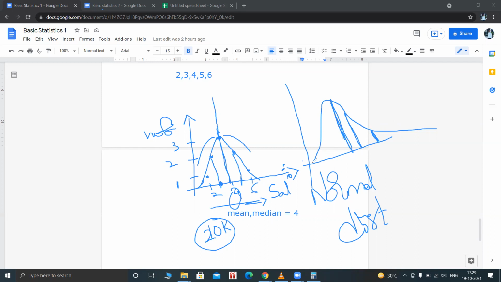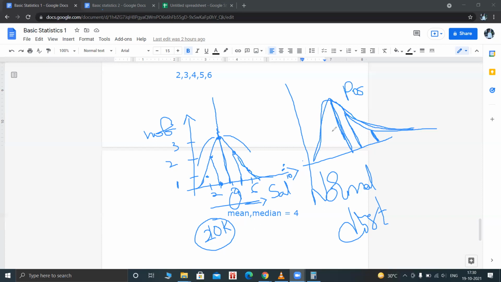See guys, when you observe the curve, the curve is bending towards its right side. Earlier it stopped here only, but in this case it keeps on going, right? So this is called a positively skewed distribution. So why was it positively skewed? I'm adding 20K instead of 10K.